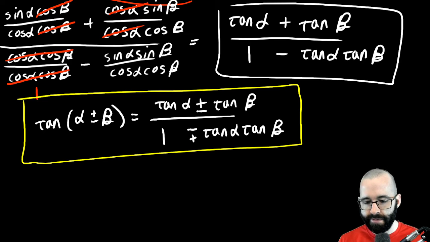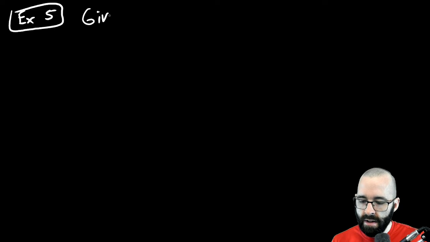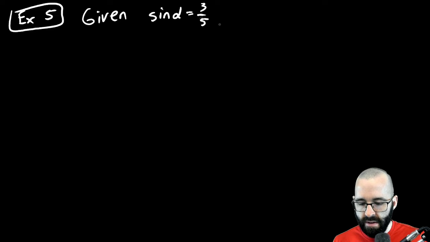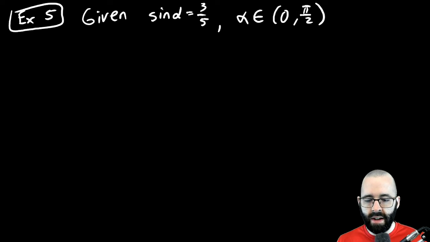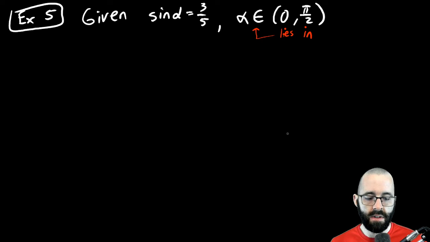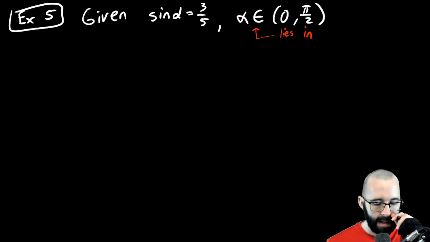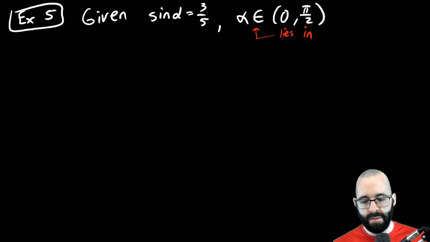Let's do some problems. Example 5. Given that sine of alpha equals 3/5 and alpha lies in the interval 0 to pi over 2. And we're going to go on, but I don't think I've used this notation before, and I really like the notation, so I want to make a quick comment on. This just means alpha lies in the interval. It's an element sign. It kind of looks like a weird E. And some nice shorthand.